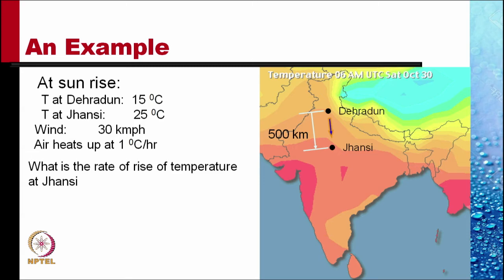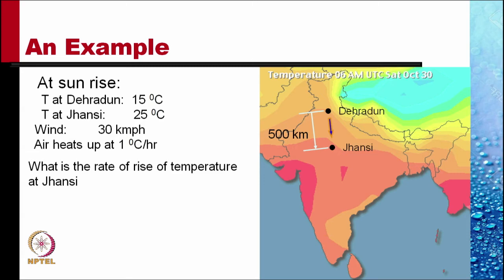There's a 30 kilometer per hour wind that blows due south, and the air heats up at the rate of 1 degree Celsius per hour. What is the rate of rise of temperature at Jhansi? To understand this, let us understand what does air heats up at 1 degree Celsius per hour mean. Is this the local rate of change or the material rate of change? It clearly is the material rate of change. Each individual particle of air is heating up at the rate of 1 degree Celsius per hour.